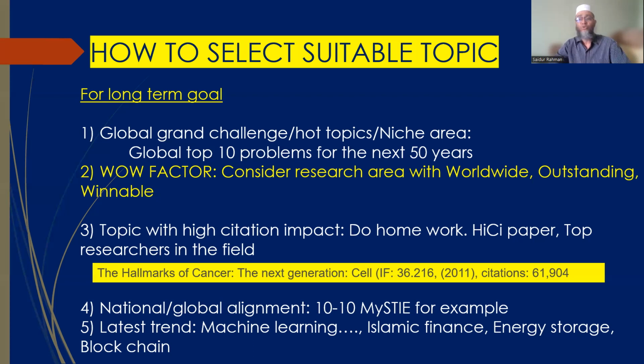We should also think of the latest trends. Machine learning is one of the hot topics. Everybody is talking about machine learning. So we also need to align our research to the latest trends. What are the latest trends? For example, machine learning, Islamic finance, energy storage, blockchain. Again, this will be highlighted in the 10-10 MySTIE examples.